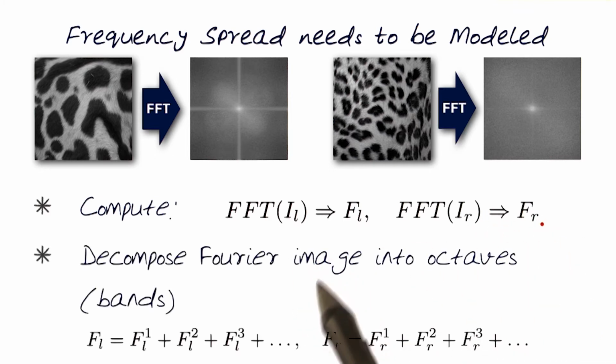What we can do now is actually, again, if you recall from the last lecture, we can decompose this into different frequency spectra. So we can take the left image and break it into its F1, F2, F3, all the way. And we can do the same thing for the right image, F1, F2, F3, F4. And that gives us another whole set of information that is actually now separated out into its different bands.